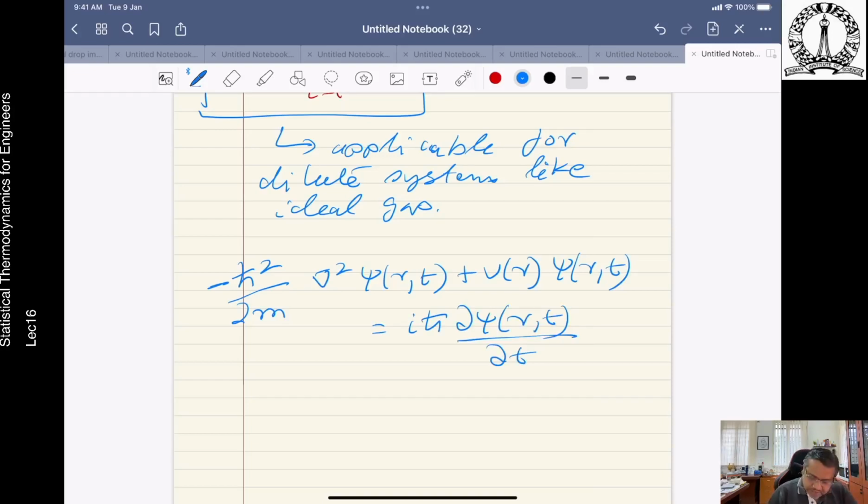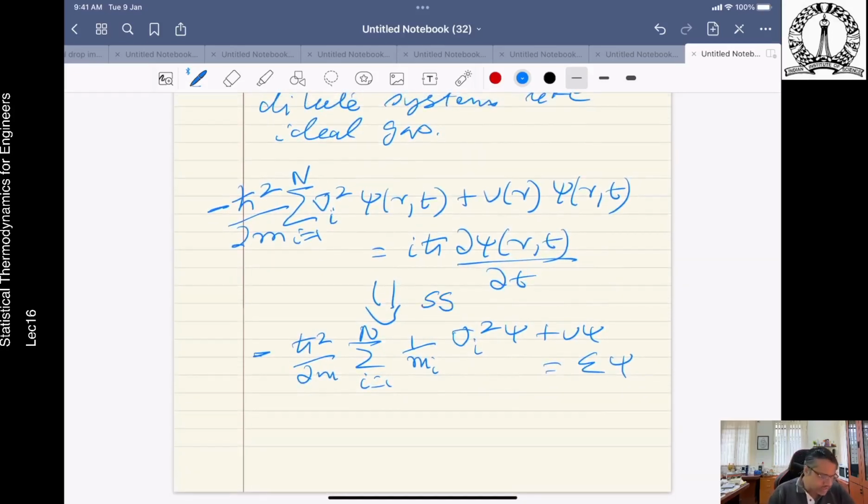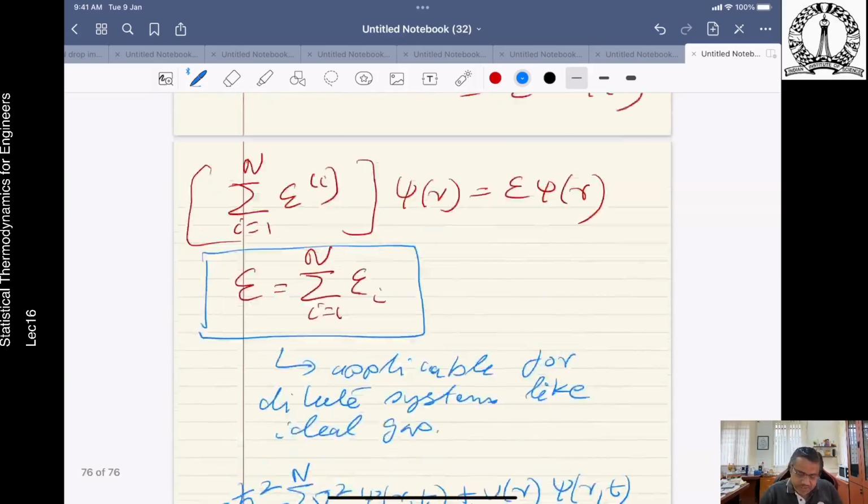When you write it for a multi-particle system, this becomes simply i h bar, and then there is a summation that comes into the picture, i equal to 1 to n, because now this is applicable for the individual particles, right? So at steady state, the steady state version of this then becomes minus h bar squared by 2m, again you sum it over 1 to n, and 1 over mi. Now it becomes mi, because it is the individual particle mass. So this was psi plus V psi is equal to E psi. So this was the steady state version. Now you can also see that the Hamiltonian operator can be separated into a number of terms, which is exactly what we did.